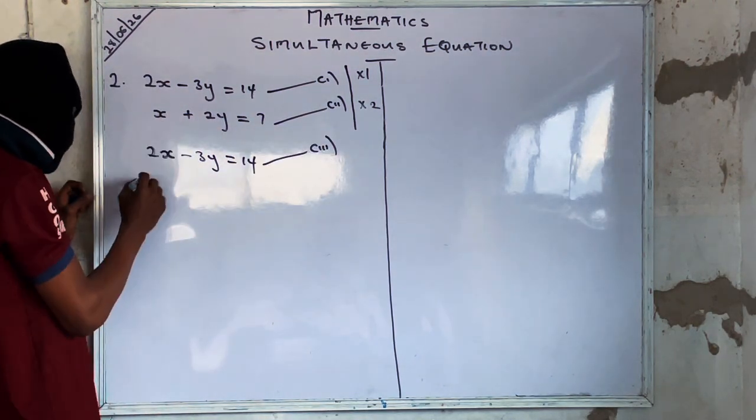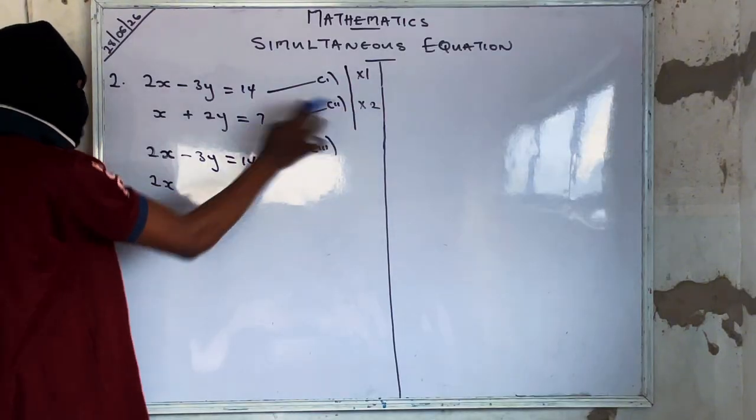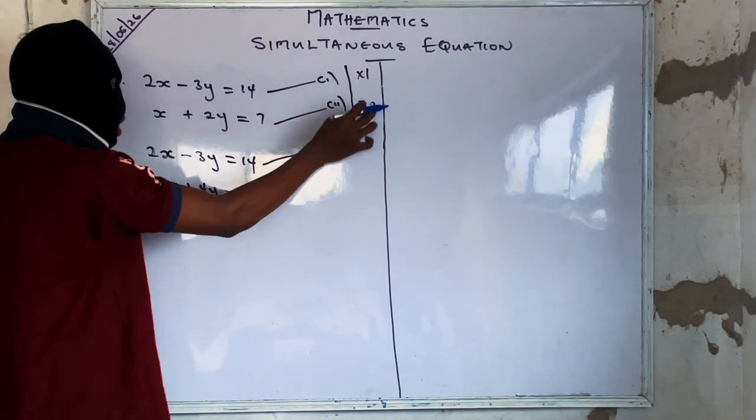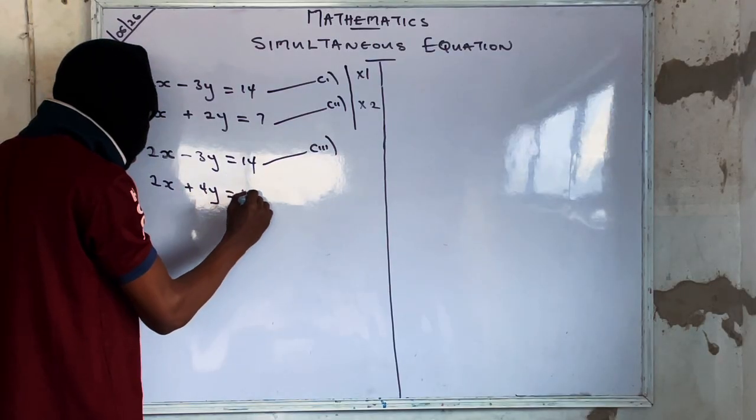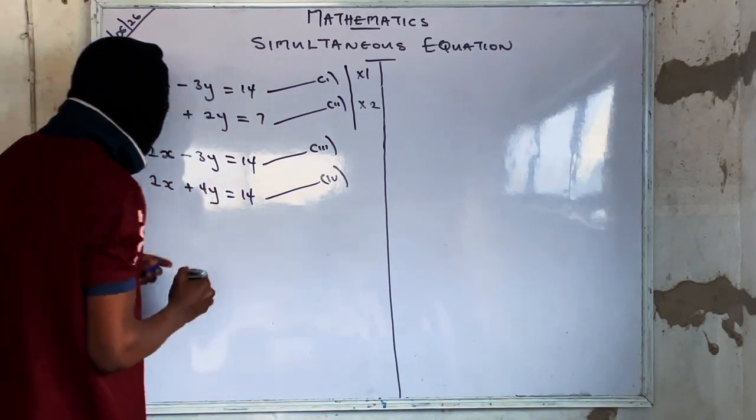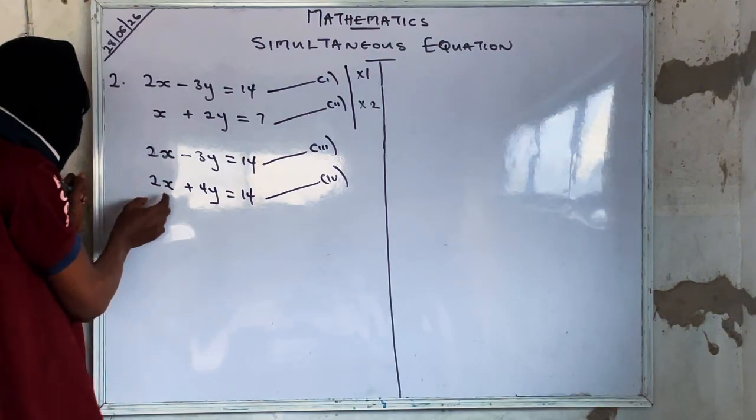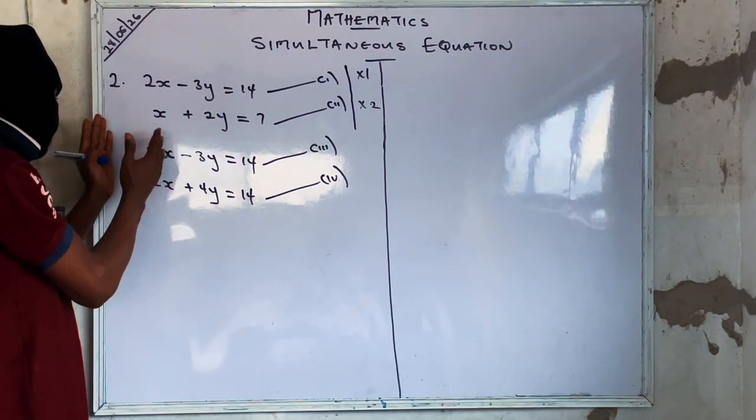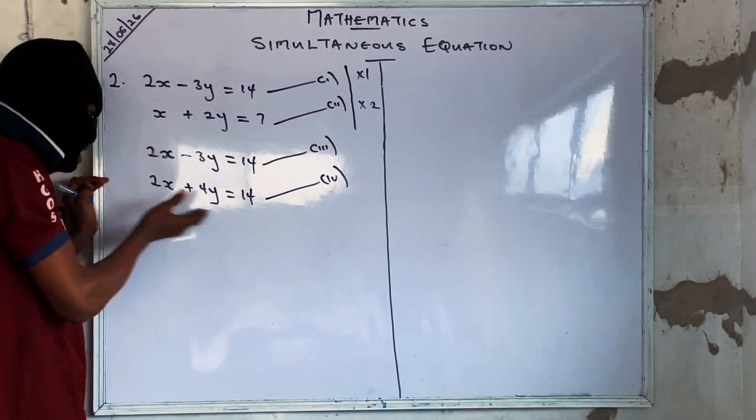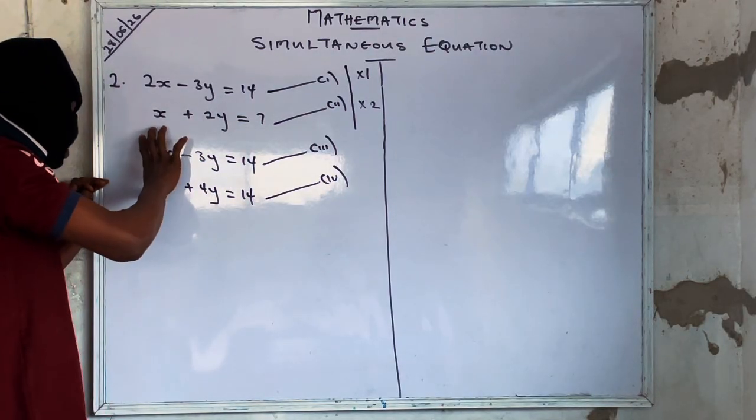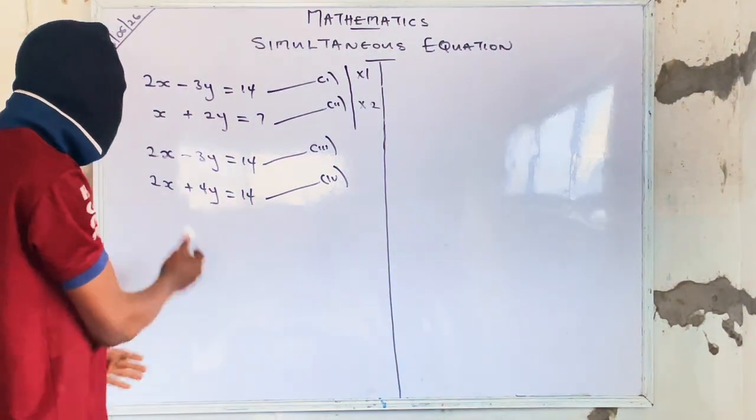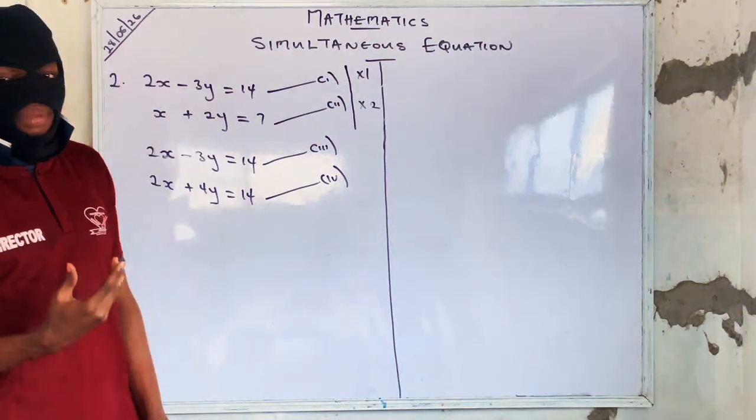Now the second one is 2. 2 times x is 2x. 2 times plus 2y is plus 4y equals to 2 times 7 is 14. This is equation 4. Now you have 2x, you have 2x. So it means that you have balanced that the x in equation 3 and x in equation 4 are having the same coefficient.